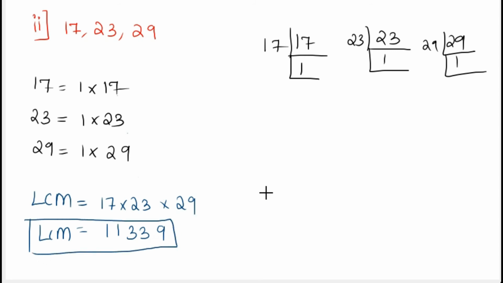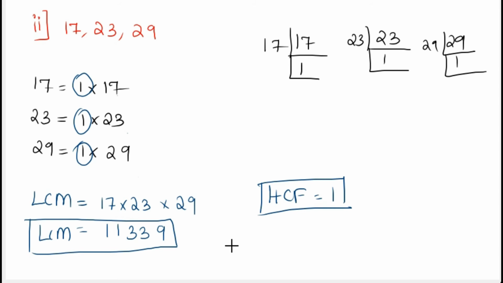11,339. HCF will be all the common primes raised to their lowest power. यहाँ पे 17, 23 और 29 के कोई common primes नहीं है except 1. Therefore HCF will be 1. This is the answer.